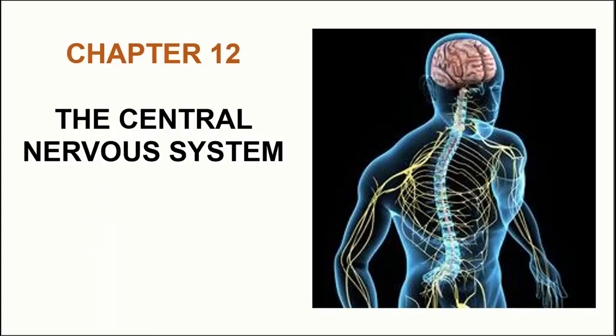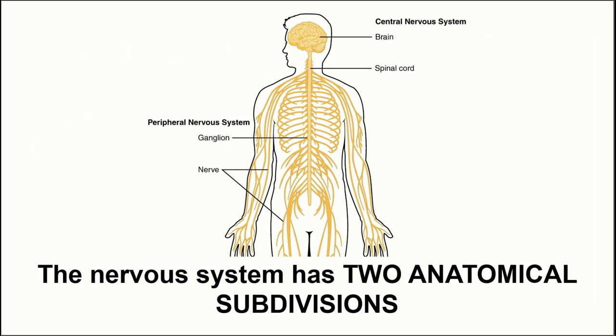In Chapter 12, we'll be introduced to the central nervous system. So the human nervous system has two anatomical subdivisions, the central nervous system and the peripheral nervous system. Anatomically, we studied them separately, but they are seamlessly connected, and each division is highly dependent upon one another. That is, the central nervous system would not function properly without the peripheral nervous system, and the peripheral nervous system would not function properly without the central nervous system.